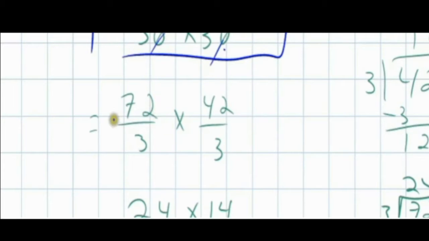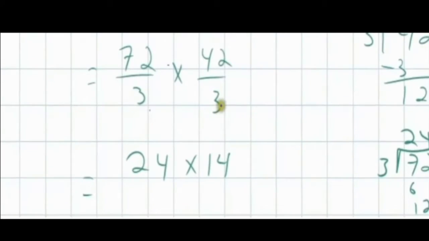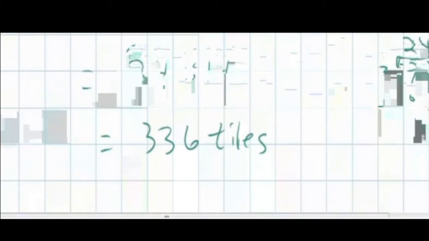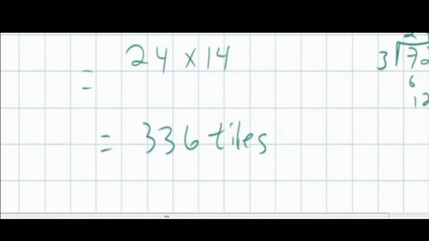So I crossed out these zeros, and I'm left with 72 over 3 times 42 over 3. And so I went ahead and I simplified that. So I know that 72 divided by 3 is 24, and you can see my scratch work over here on the side. I knew it would go into it. And then 42 divided by 3.